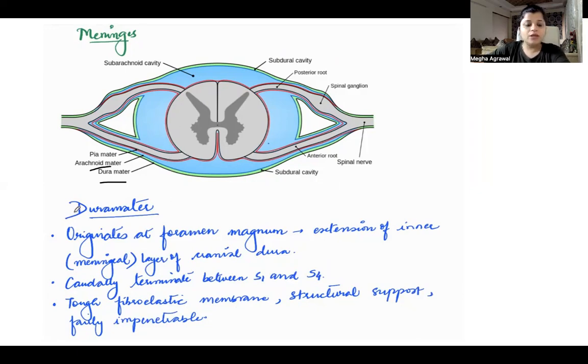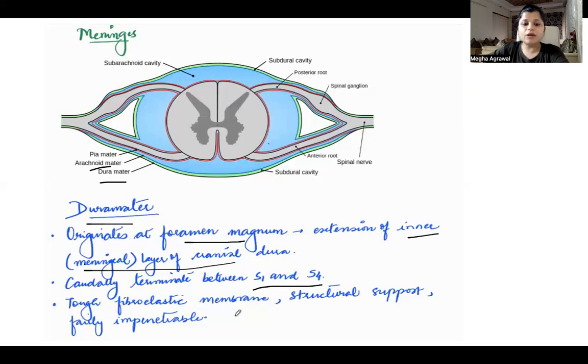The dura mater originates at the foramen magnum. It is an extension of the inner meningeal layer of the cranial dura. As we know, inside the cranium the dura is two layered, but the one which extends downwards is the inner meningeal layer. So the dura mater is not communicating with the cranium. It is only one layer which is coming down. And caudally, it terminates between S1 and S4. As we have seen earlier, it was S2.